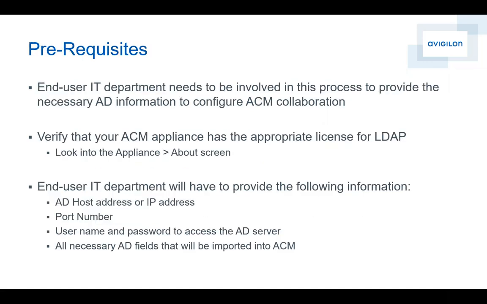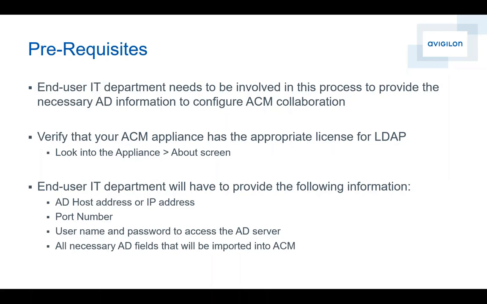Let's go over some of the prerequisites before you start the configuration. In this process, the end user IT department needs to be involved from the beginning. They are the ones who will provide you all the necessary information to create the configuration in the ACM collaboration. Another important aspect is you need to make sure that your ACM appliance has the appropriate license in the software. And I will cover that when we go to the software portion of this video.